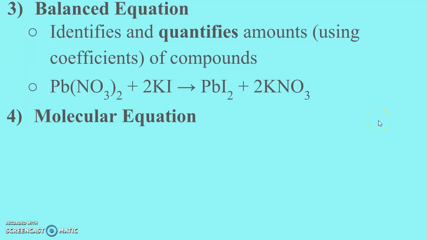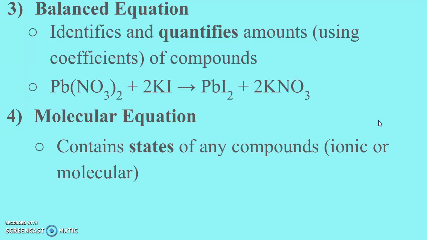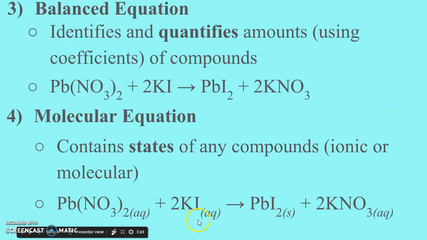The next type is a molecular equation. It contains the states of any of the compounds, whether they're ionic or molecular. So it's the same thing as above, except now I've written down what the actual states are. And remember from the previous one that it said that these were solutions, which means they're dissolved in water, so they're aqueous. That's what (aq) means, aqueous. This one it said was a solid, and this one also said that it was a solution, so it's aqueous, and that's why those symbols are used behind it.